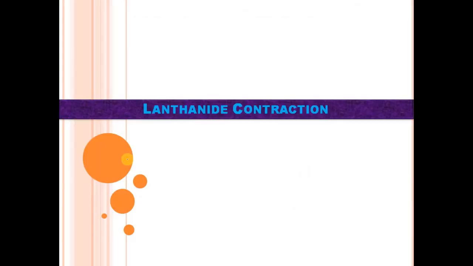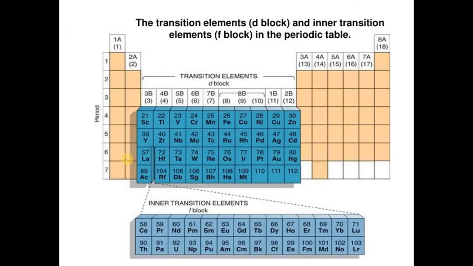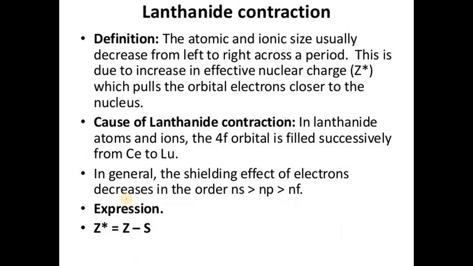So in the case of lanthanide contraction, already we know that the position of lanthanide is group number 3 and period number 6, and this lanthanide series is also called the 4f series, and for convenience they are placed at the bottom of the periodic table and are called inner transition elements. First we will see the definition of lanthanide contraction.